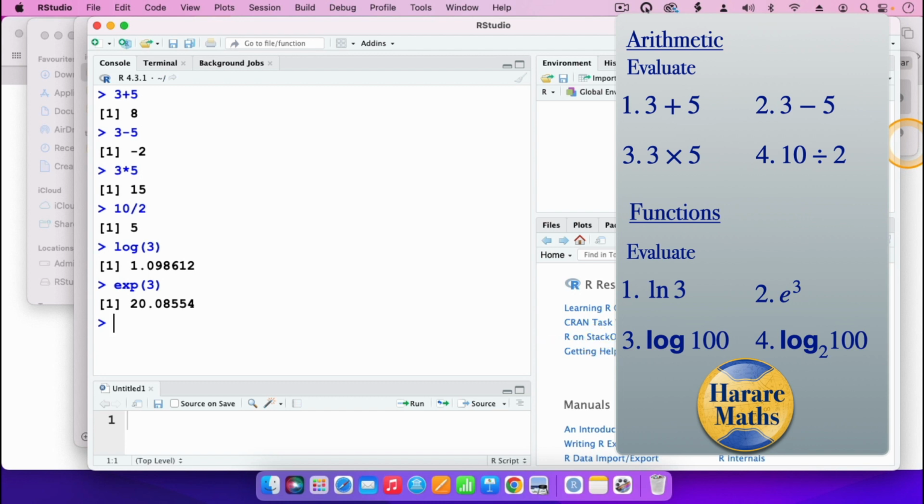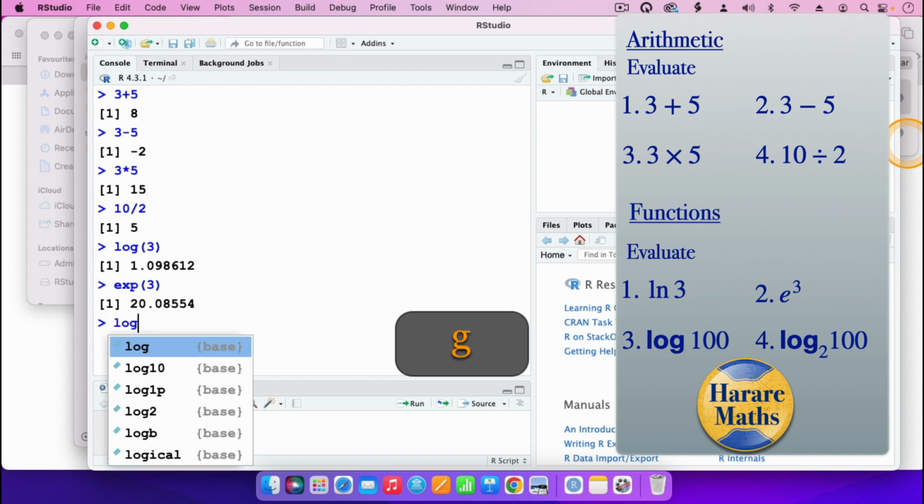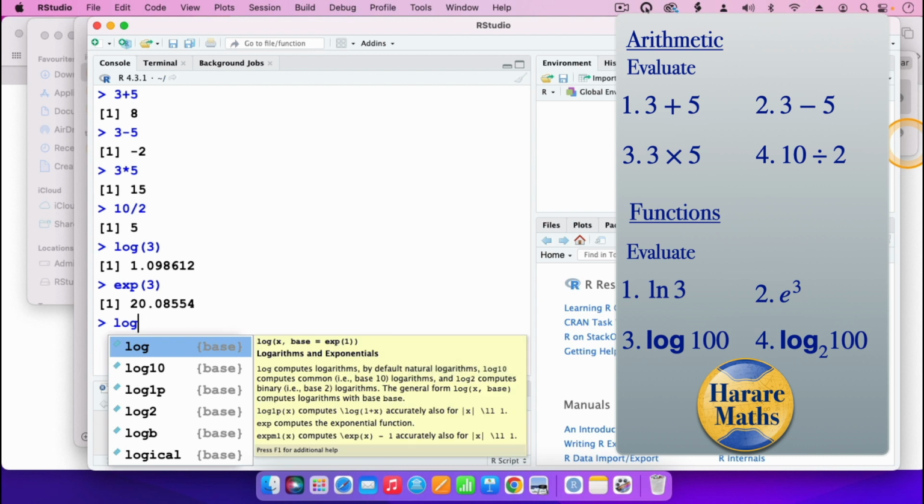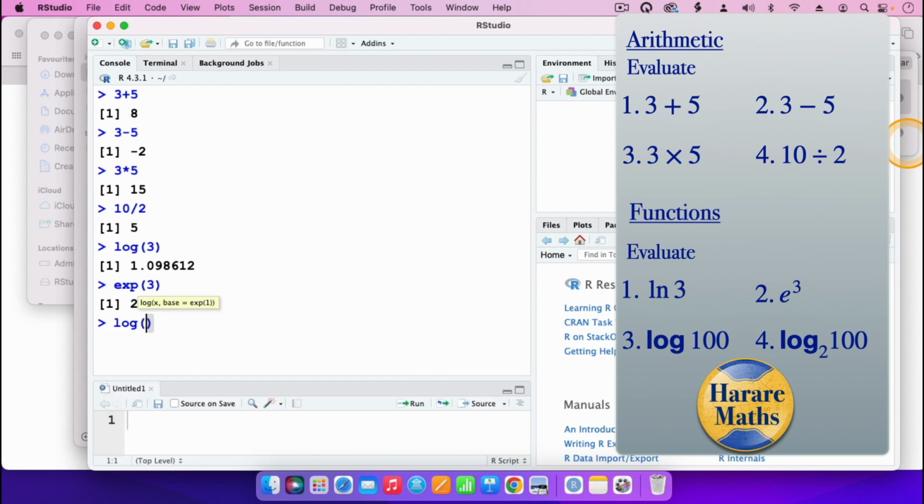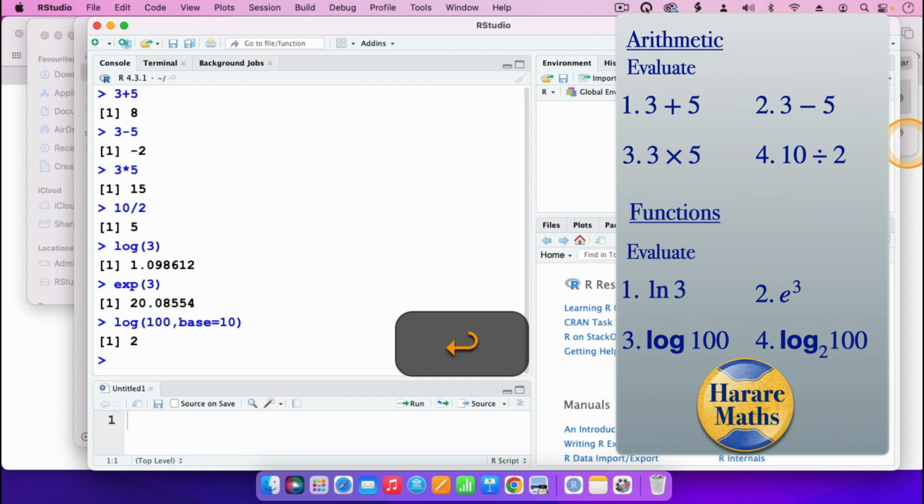When we write in that notation, we are saying logarithm of 100 base 10. So we use the command log. It's almost similar to the natural logarithm, but in this case, we have to specify the base. So it's log 100, and then comma, then specify that the base is equals to 10. So it's base 10, and then I press enter. So log 100 base 10, it gives us a 2.